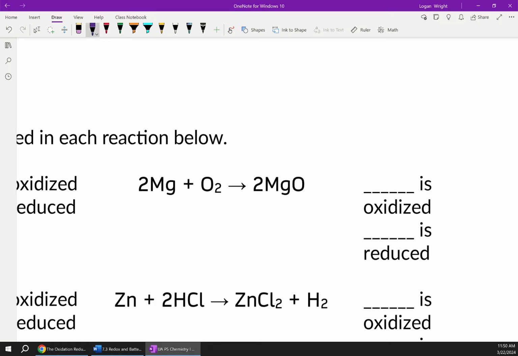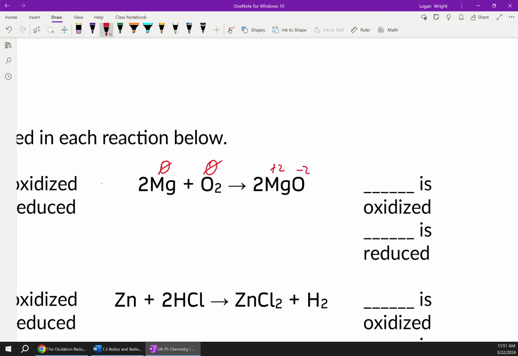Mg is, what is the oxidation state for just magnesium? 0. 0 because it's pure. What about oxygen gas? 0. What about magnesium oxide? Not pure. Is it ionic? Yes, so I can look up the charges on the periodic table. Magnesium is? Plus 2. Plus 2. And oxygen is? Minus 2.